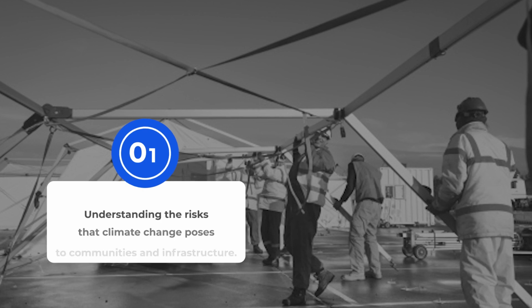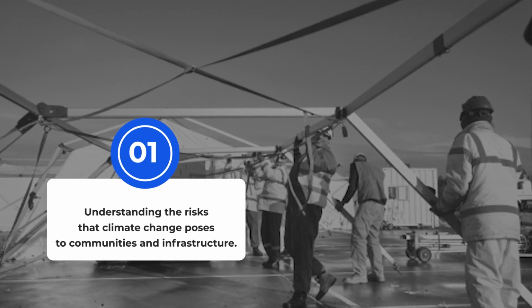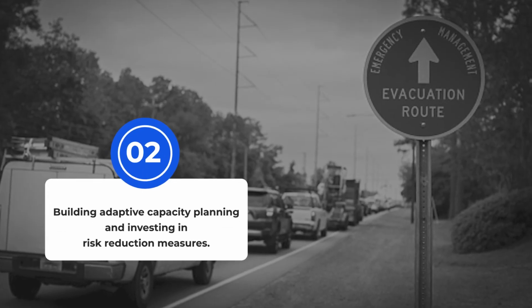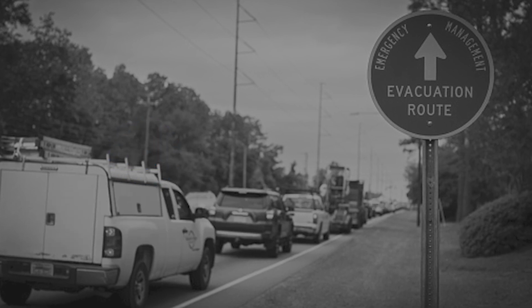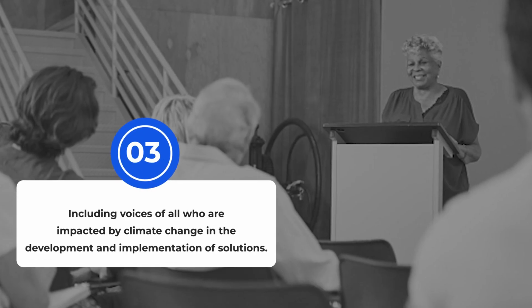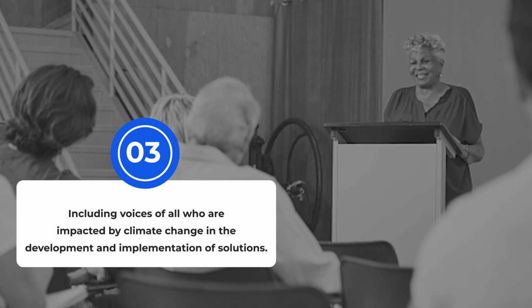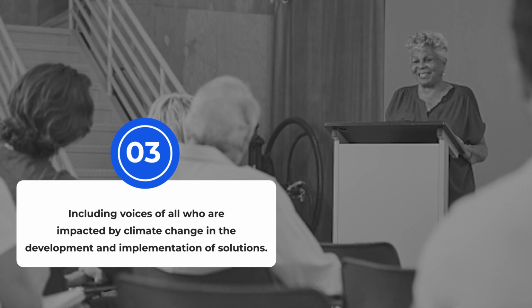To reduce the risks that climate change poses to our critical infrastructure systems and our communities around the US, individuals, public and private sector parties can take kind of 3 main steps. The first is understanding the risks that climate change poses to their communities and to their infrastructure. The second being building adaptive capacity, planning, and investing in risk reduction measures. And the third being including diversity of voices, including all of those impacted by climate change in the development and implementation of solutions to reduce that risk.